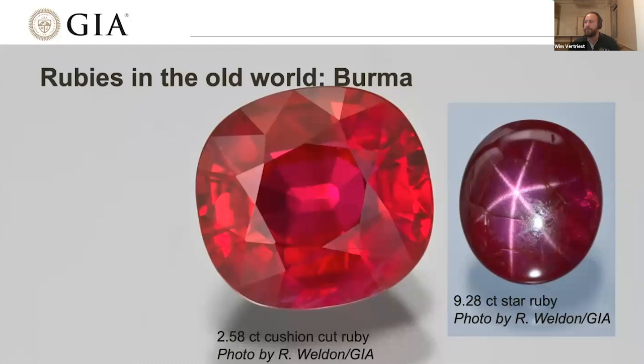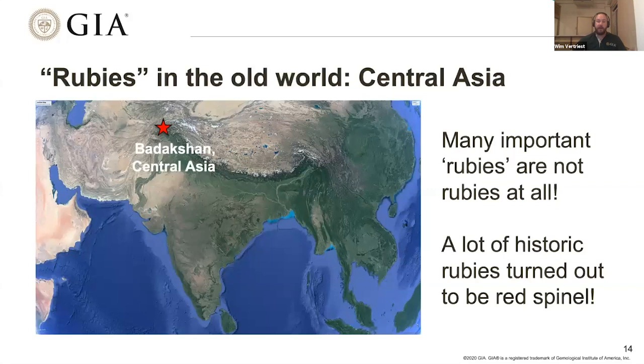Now, of course, we can't talk about rubies in the old world without talking about the rubies from the old world treasuries. Why do I say rubies in quotes? Because many important rubies from these treasuries that we know are not rubies at all. A lot of the historic important pieces actually turned out to be red spinel mined in Badakhshan, Central Asia. Badakhshan had a very convenient position on the Silk Road, which was the main trade route between Asia and Europe before the sea routes were discovered.